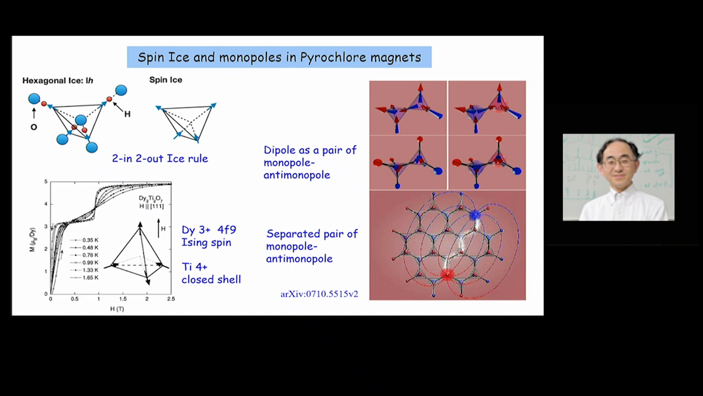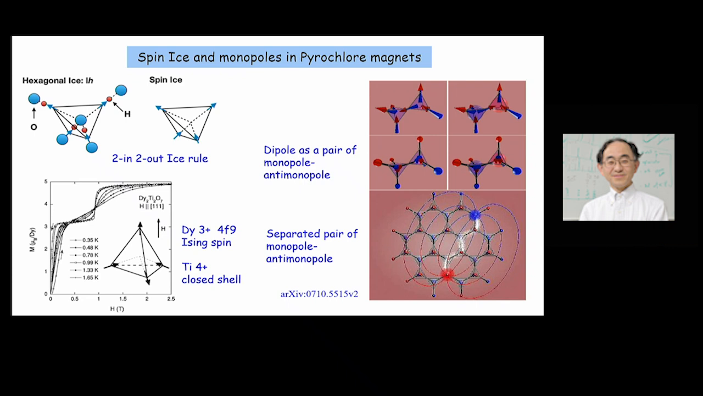And on each corner of the tetrahedron, you have a spin. This is usual ice, but instead of the hydrogen position, we have a spin direction. And in these materials, we have a very strong single-ion anisotropy of a spin, and this spin acts as an Ising spin. Then this Ising ice rule contains a huge degeneracy in the classical ground state configuration. This is a typical model of ice due to the spin degrees of freedom.